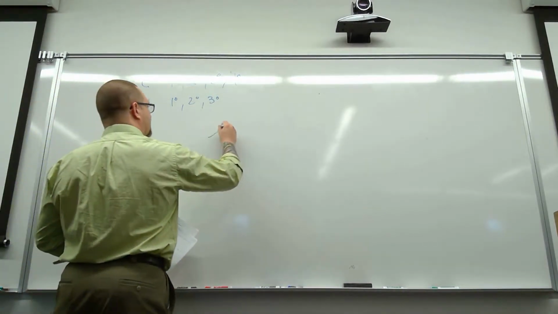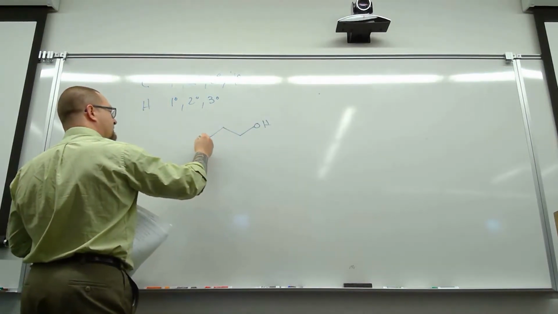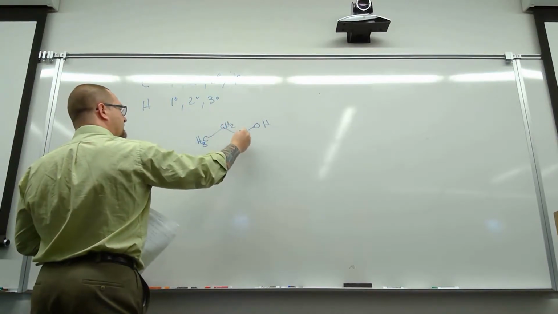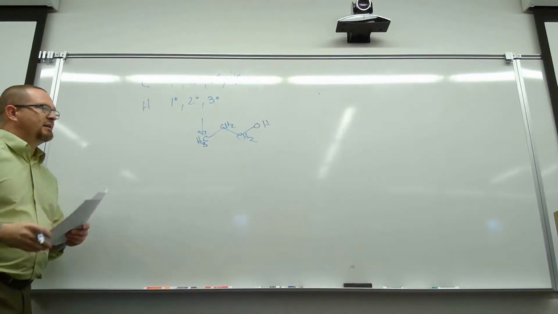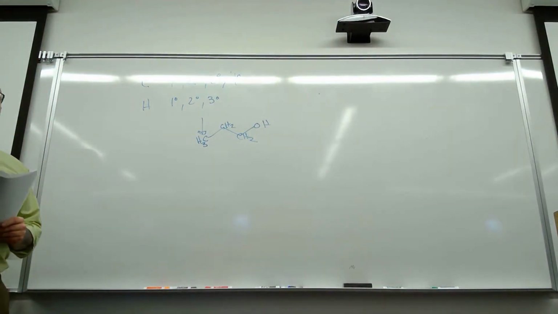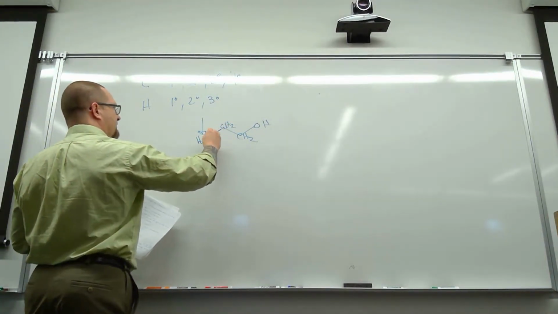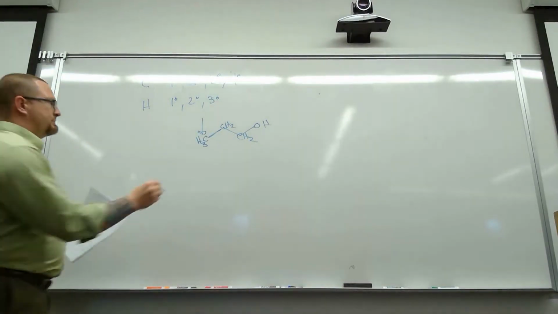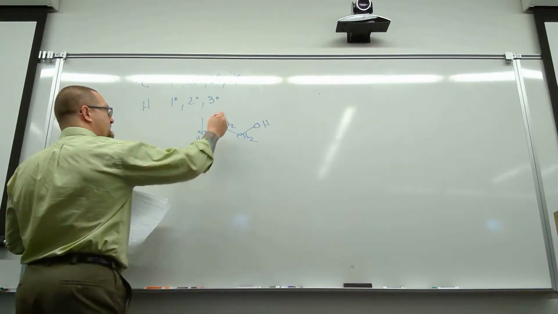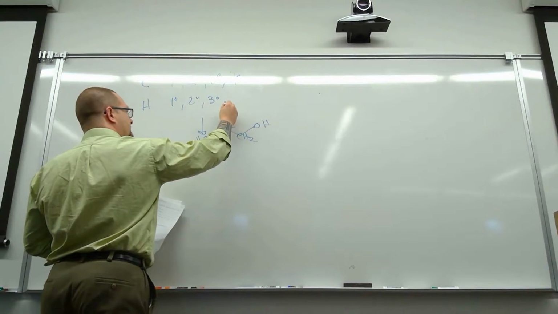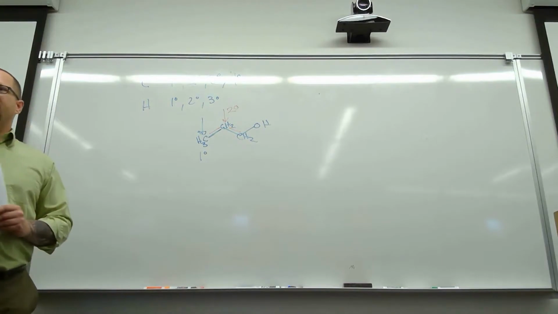So, let's see here. Primary carbons, 1, 2, 3, 4. This is a primary carbon because it has a single carbon attached to it, by definition. So, because this carbon is connected to a single carbon, it's primary. This carbon is secondary because it's attached to two carbons.